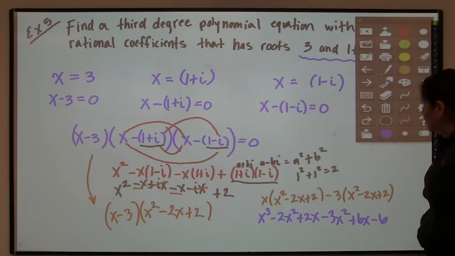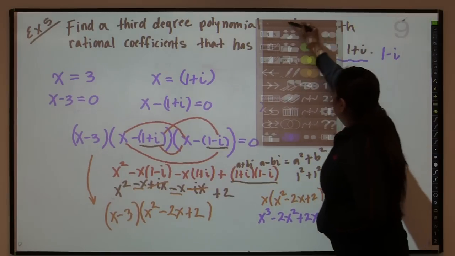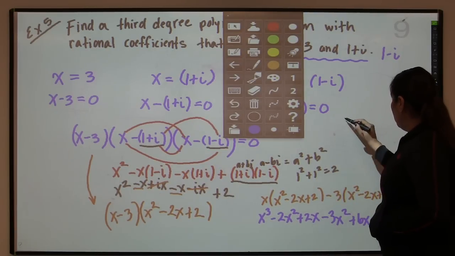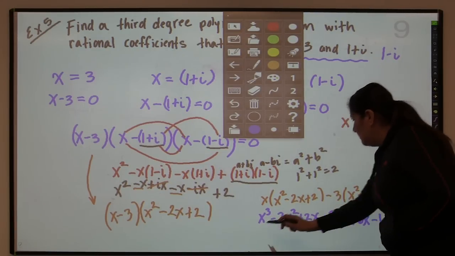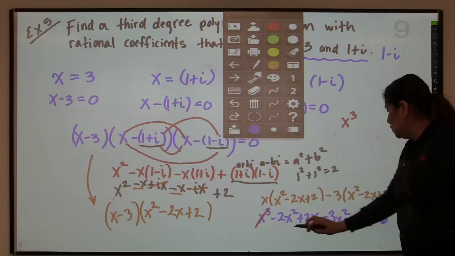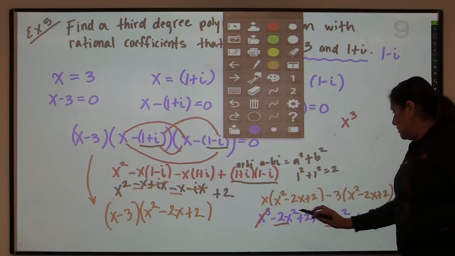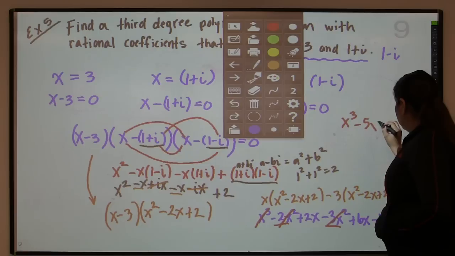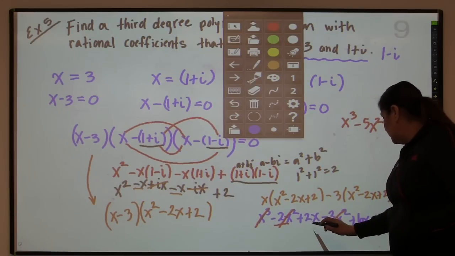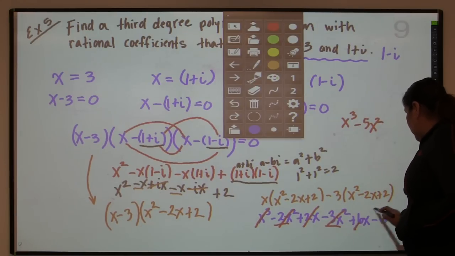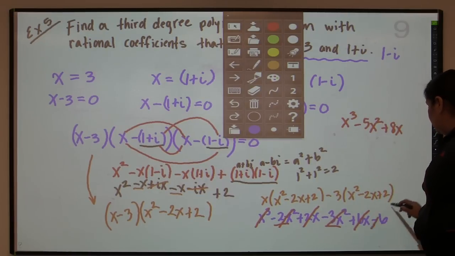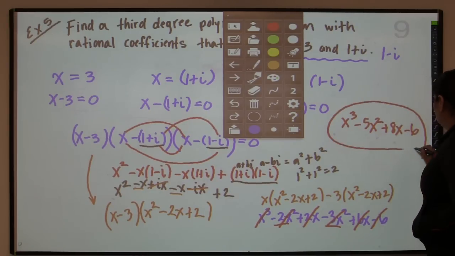We combine our like terms, and we can finally leave an answer up here. We've got one term that has x cubed in it. We have two terms that have x squared in them. So negative 2 and negative 3 is negative 5x squared. We've got a positive 2x and a positive 6x, making it 8x. And lastly, we have the minus 6. So this is our final answer.